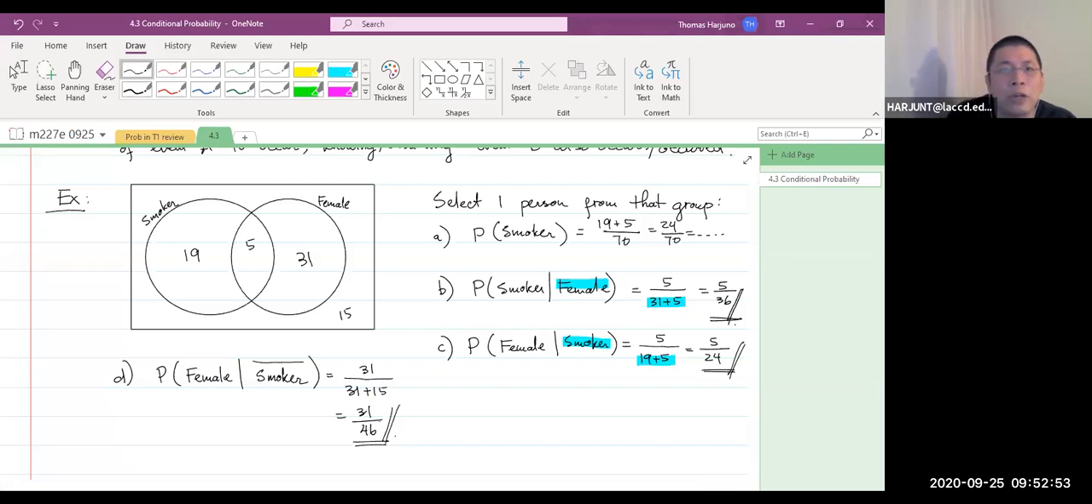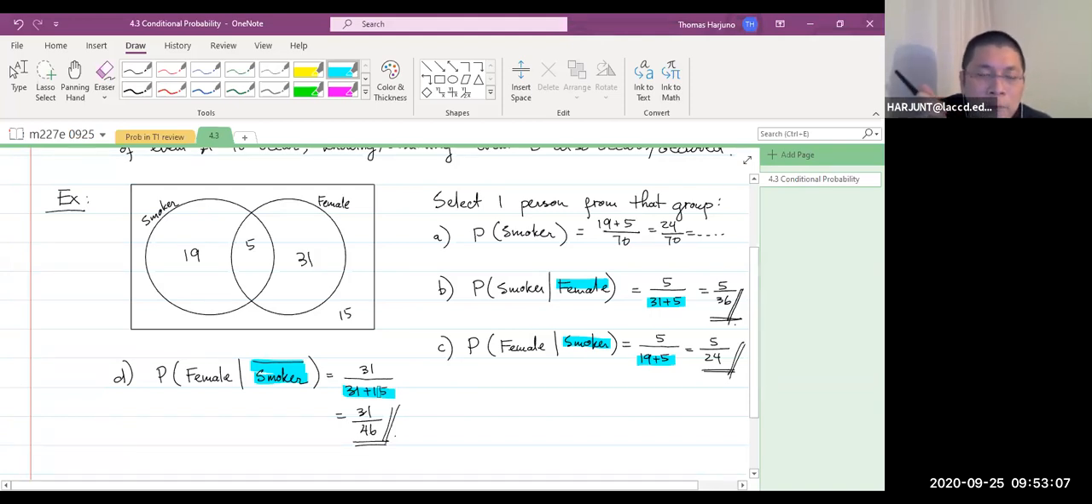Okay, so the condition tells us how many people we deal with to start with. We are not dealing with the whole Venn diagram, the whole group. We deal with a subgroup. That's why we call it conditional probability. Instead of selecting a female from the whole group, we already know we start from non-smokers.